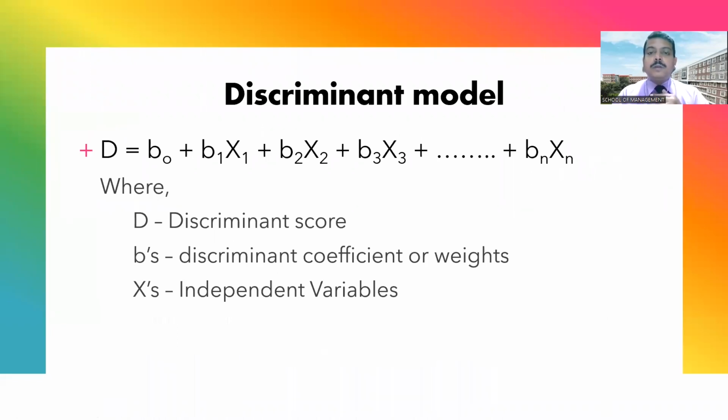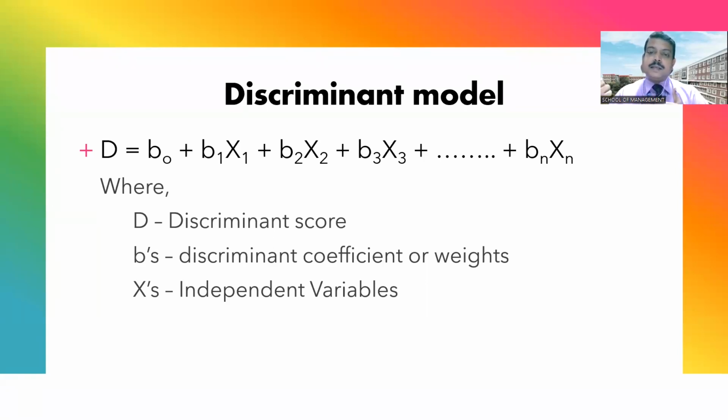So the discriminant model would look like this. It would look similar to our regression model. So here the discriminant function or discriminant score is mentioned as D. In some of the books or websites, they might have also used Y. So here, in regression, we use the variable Y. So D has been used here for discriminant score. So D is equal to B0 plus B1 x1 plus B2 x2 plus B3 x3 plus etc.